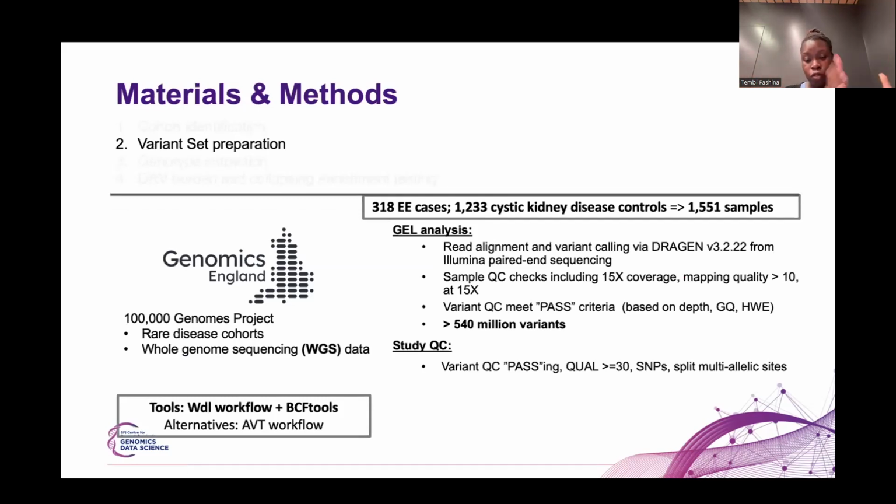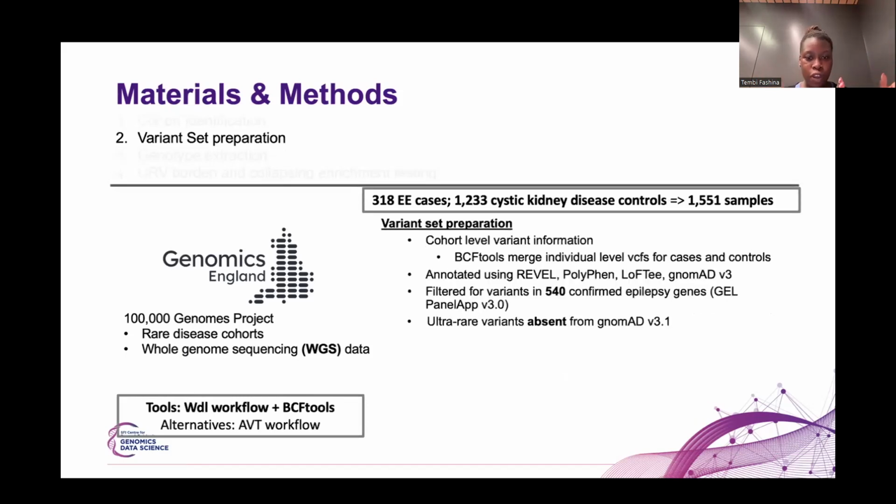After identifying our individuals of interest, I went into GEL and looked through the QC that had been run. The first line that says GEL analysis is just the quality control that had been done on the variants that we can access in GEL, and we have access to over 540 million variants that pass quality control steps. For the study level quality control, I took just those variants that passed GEL's own QC, looked for variants with high quality calls, and looked specifically at single nucleotide polymorphisms, that's SNPs. After getting those variants that passed QC, I merged my variants of interest for cases and controls so I could study them. You'll see why in a few slides.